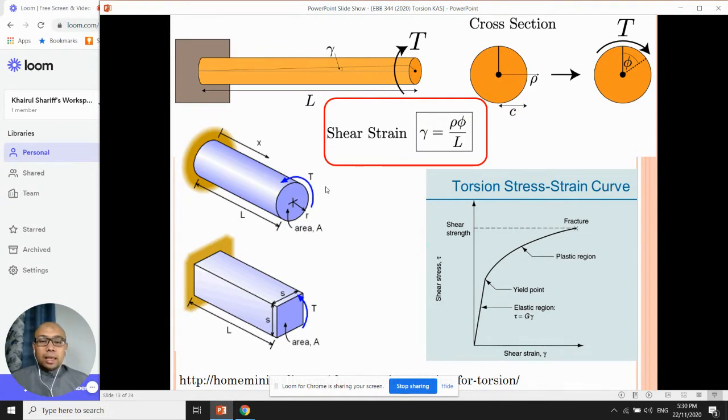In this case, the first equation relates to the shear strain. For the shear strain, we use the gamma symbol. I'm not sure about the symbol, but normally we can use this kind of symbol. Gamma is equal to the radius of the sample, multiplied by the angle of rotation in radians, divided by the length of the sample of the metal product. This is the formula for the shear strain.